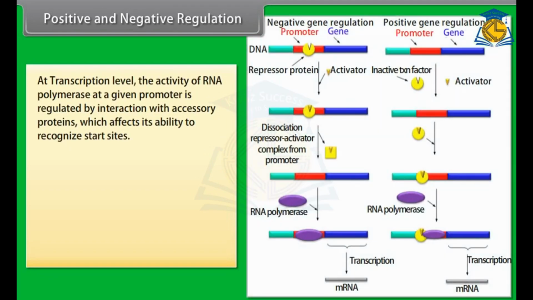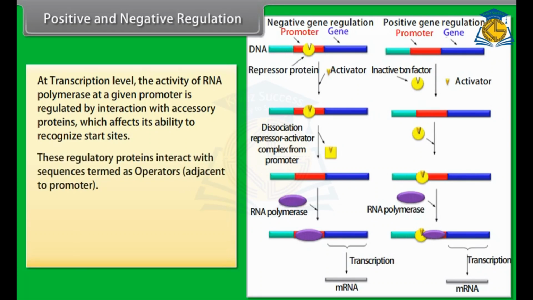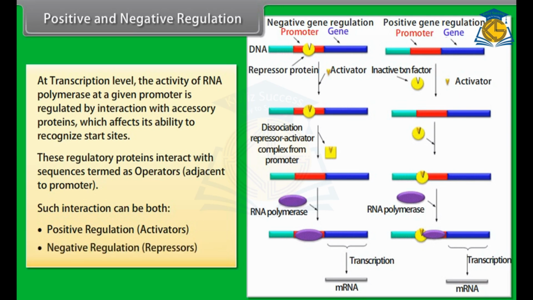At the transcription level, the activity of RNA polymerase at a given promoter is regulated by interaction with accessory proteins, which affects its ability to recognize start sites. These regulatory proteins interact with sequences termed operators adjacent to the promoter. Such interaction can be both positive regulation, activators, and negative regulation, repressors.